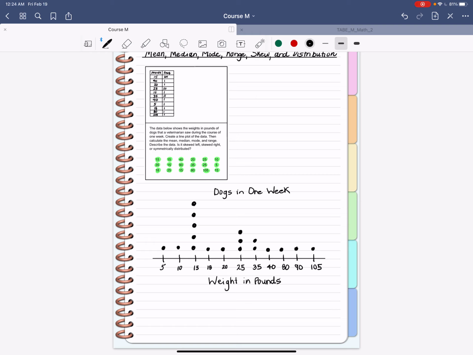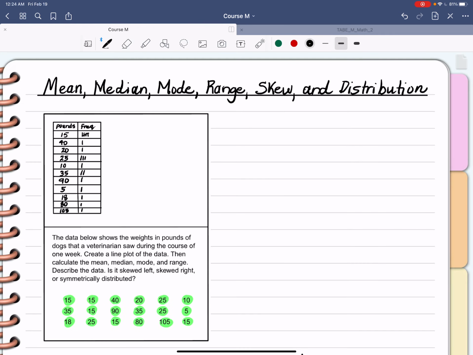Now we need to find the mean of the data. And to find a mean, here's what you need to do. It's a 2-step process. You need to add the data. So using your calculator, and this is where that frequency table comes in handy.